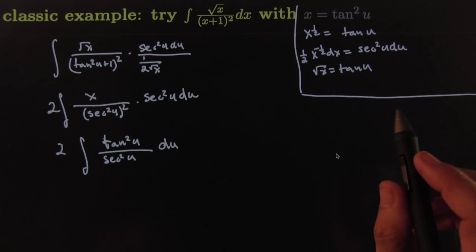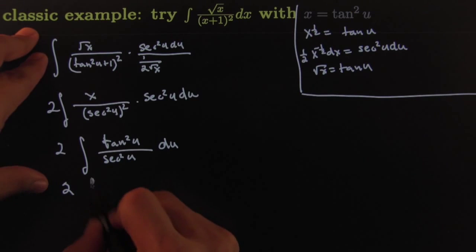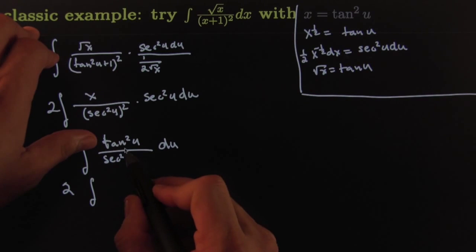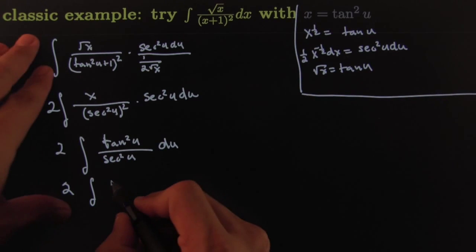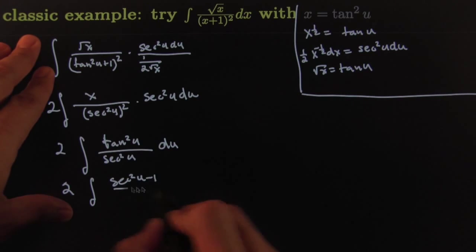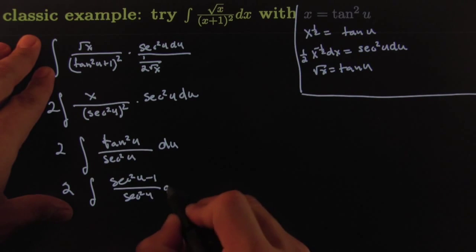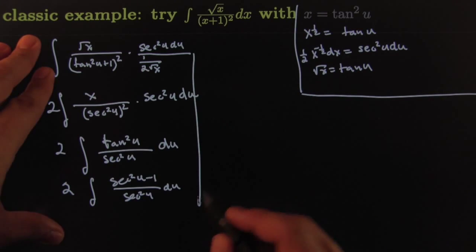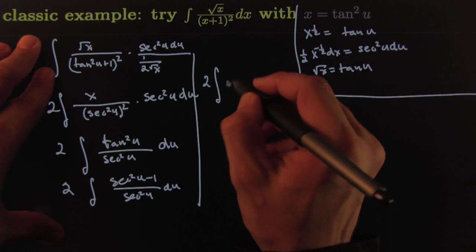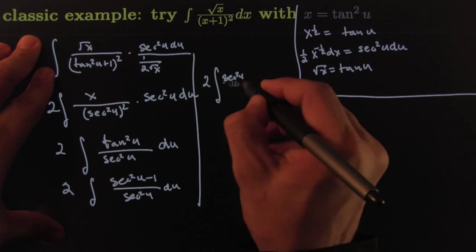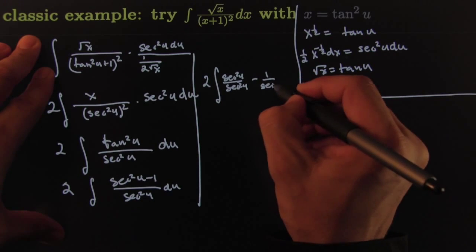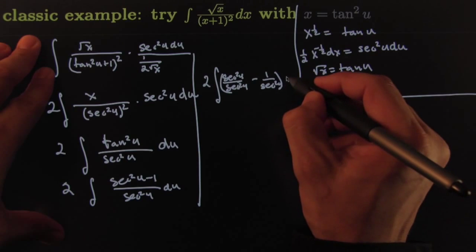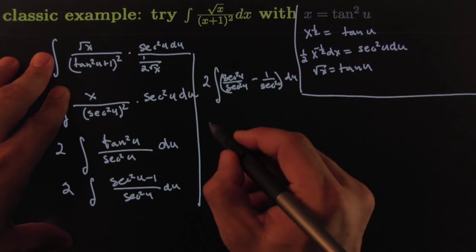And then what can we do? Well, we could do so many things. This becomes 2 integral, maybe I could use some famous identities here. Secant square u minus 1, that's the same thing as a tangent square, all over secant square u du. Then I can split this up into a couple of fractions. So that becomes 2 integral of secant square u over secant square u minus 1 over secant square u. All that times du, and I can split this up into a couple of different fractions.